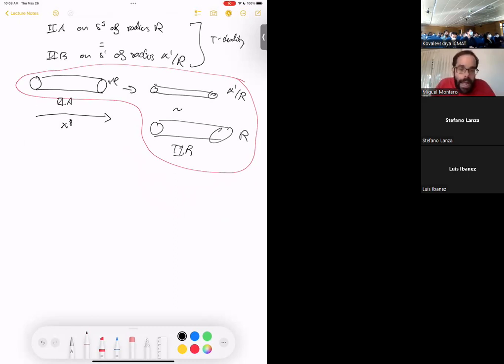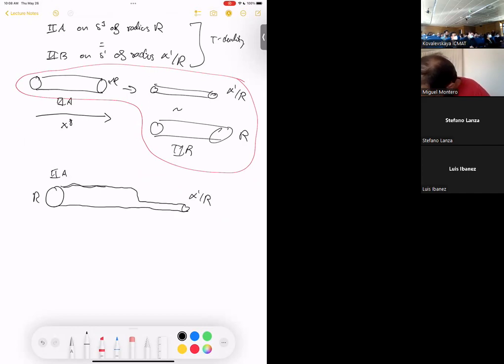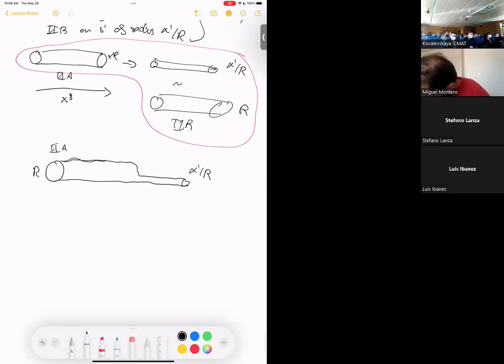But if I am able to do these things, certainly I should be able to do something like this. What if I consider a geometry like this? We start with type 2A on a circle of radius R, and then the circle does like that, and at some point it shrinks to a very small circle, from a circle of radius R to a circle of radius alpha prime over R. What is this kind of thing? Well, you can divide space-time in basically three regions: the region where the radius is large, the region where the radius is small, and some transition region where it changes.